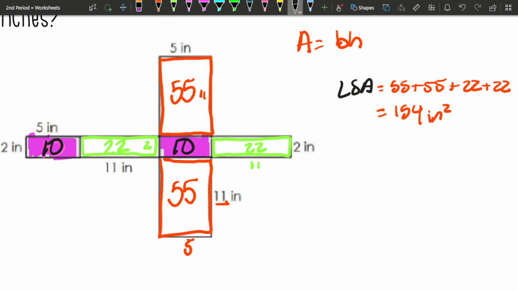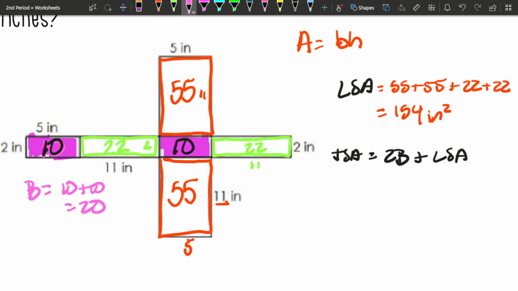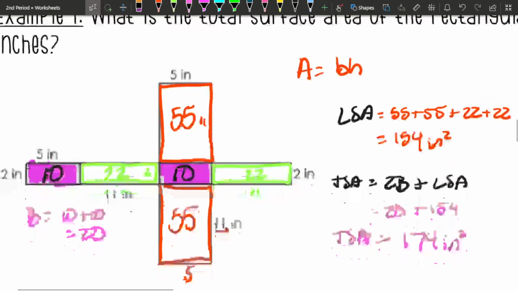So the total surface area is going to be the 2 bases, because all prisms have 2 bases, plus the lateral surface area. So let's see. The bases are going to be what? 10 plus 10, which is 20. So this is going to be 20 plus 154. So my total surface area is going to be what? 174 inches squared. Total surface area. This right here is a 20.